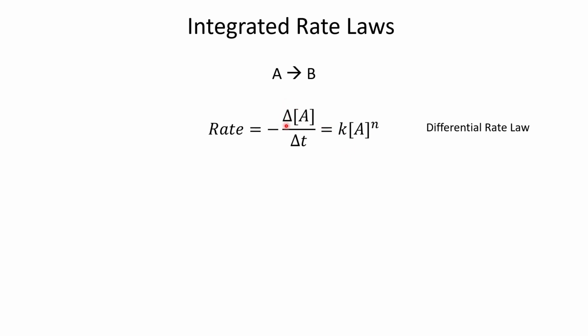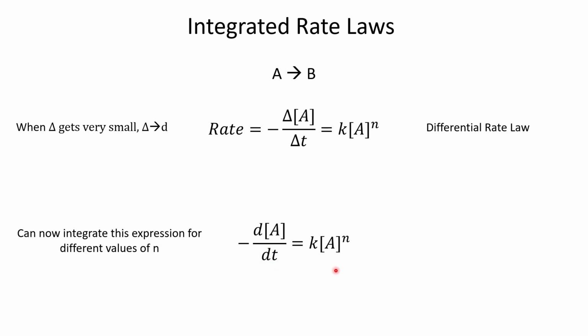But what happens when delta gets very, very, very small? Well, when delta gets small, instead of writing delta, we're going to write D. So those of you who have taken calculus or are taking calculus will understand that once we move delta to D, it means that we can integrate. So let's rewrite our rate law like so. Now instead of deltas, we have D's, which means we can integrate this expression.